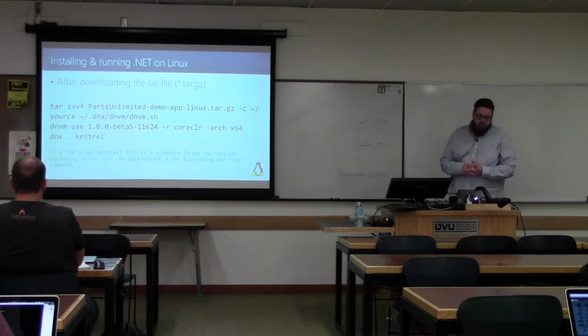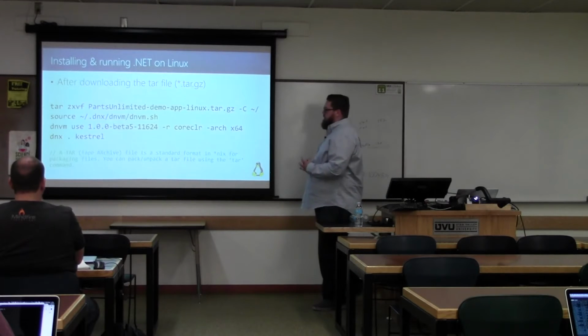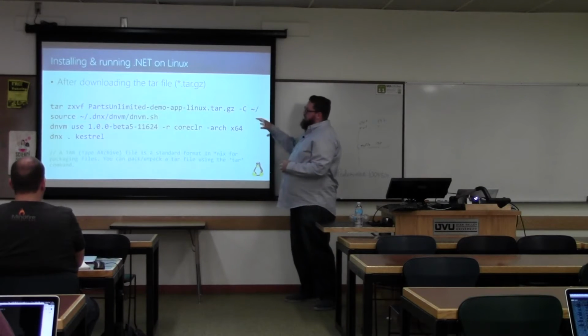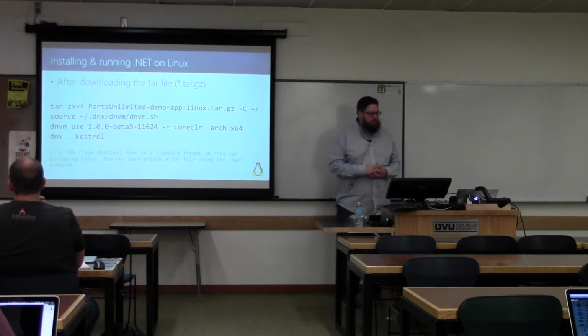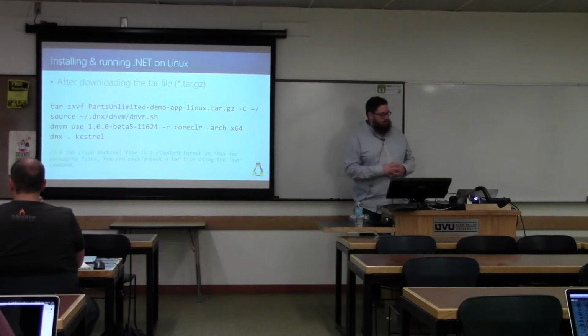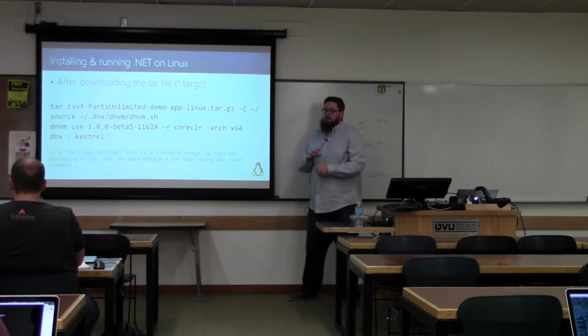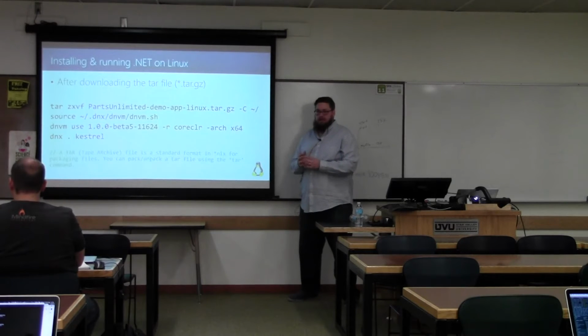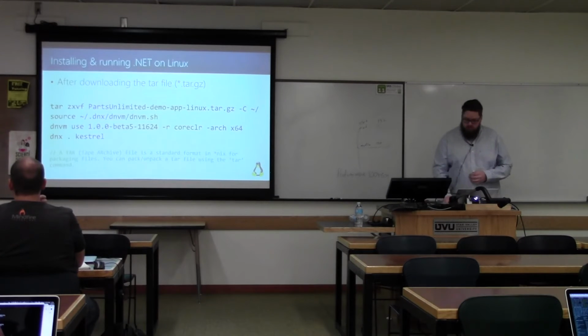But running it on Linux, and this is somewhat similar for OS X as well, if you wanted to download that tar file. This is a tar file that has a demo available that Microsoft has just put together. So you'll untar that, use the version manager again. And one thing I will make mention of is the CLR is only running in 64-bit right now. They do plan to have 32-bit later on, but right now it's just 64-bit. And then you'll run Kestrel again.